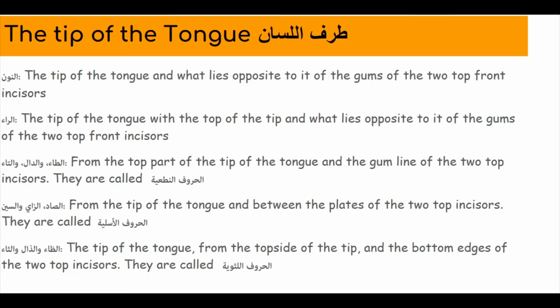If we note, when we are pronouncing dha, dhal, and tha, it looks as if one wants to spit in between the two top incisors. For some people, they say they have gap teeth between the two top incisors, then one will be able to pronounce them conveniently. Dha, dhal, and tha are called huruf al-lathawiyya because they are said to be close to the gum.